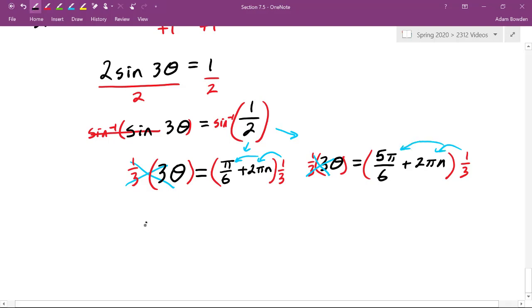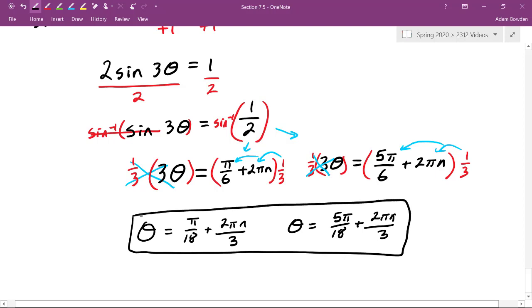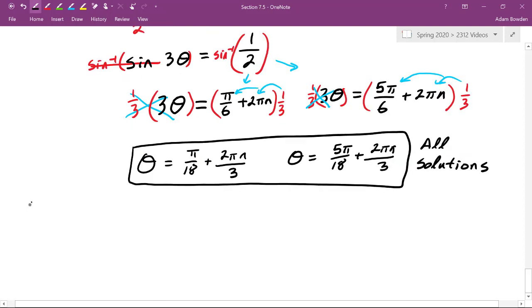So what we're going to get is theta equals pi over 18 plus 2 pi n over 3, or 5 pi over 18 plus 2 pi n over 3. So this altogether represents all solutions. However, we're going to talk about the solutions between 0 and 2 pi.